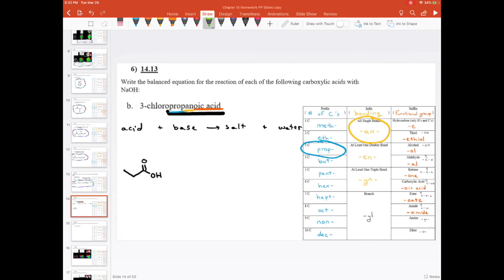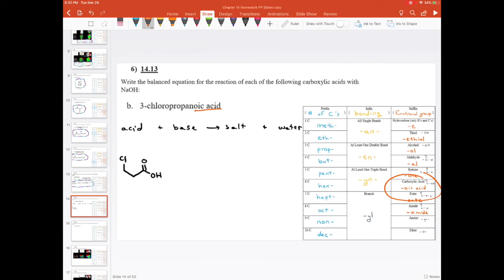If I were to number this, you have to start numbering it so that it gives the carboxylic acid the number 1. So this is going to be 1, then 2, then 3. If you see in this name, the branch says it's on 3 and it's chloro. So that's going to be a chlorine coming off of carbon number 3. So that is 3-chloropropanoic acid.